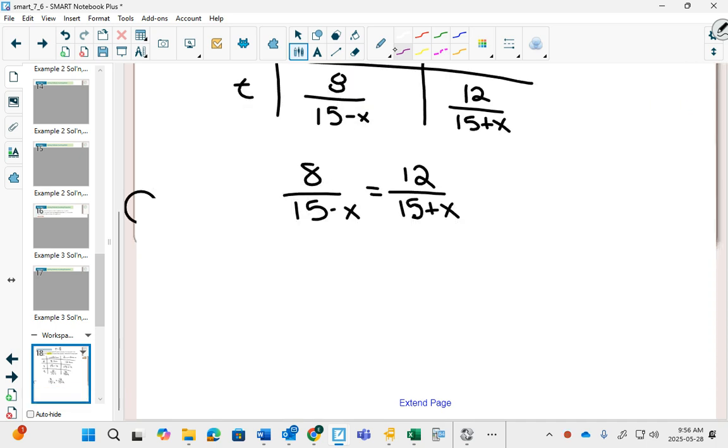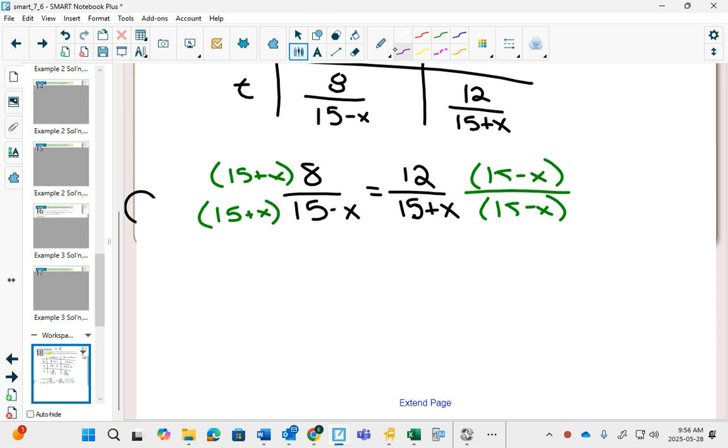Okay? How do we solve rational equations? We get our common denominator. So this one's missing the 15 plus x, 15 plus x. This one's missing the 15 minus x, and 15 minus x. I would probably make sure that these are in brackets as a single factor. And once you get that common denominator, you can multiply both sides by that common denominator. And those both simplify away.